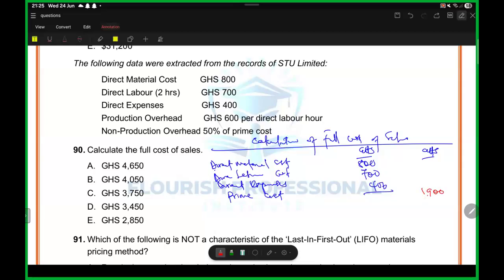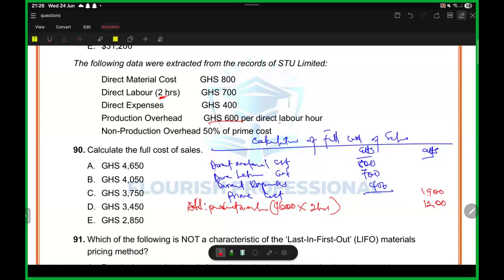Okay, that's the prime. Then I add my production overhead. They said production overhead is 600 per direct labor hour. So the rate is 600 cedis times direct labor of 2 hours. So 600 on 2 hours is giving me 1,002, right?